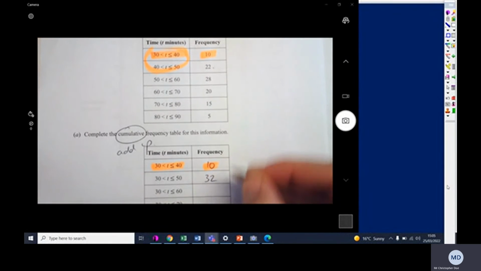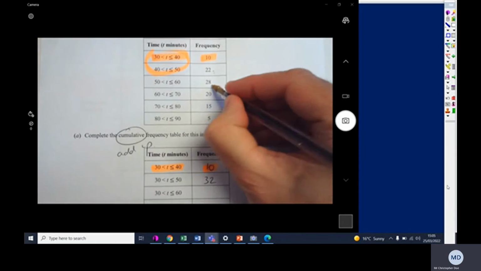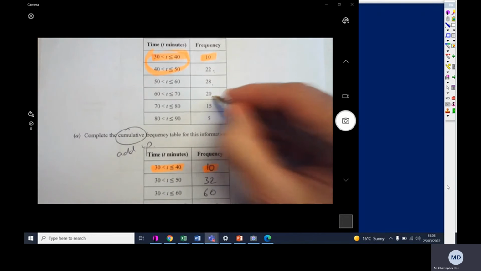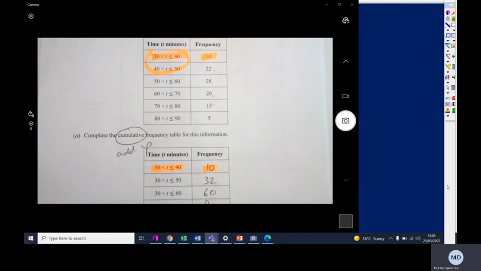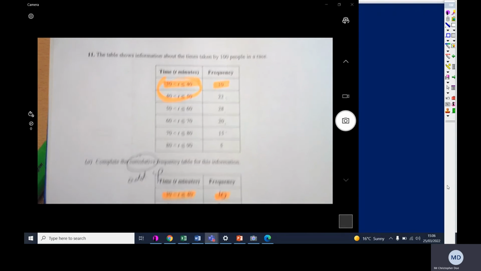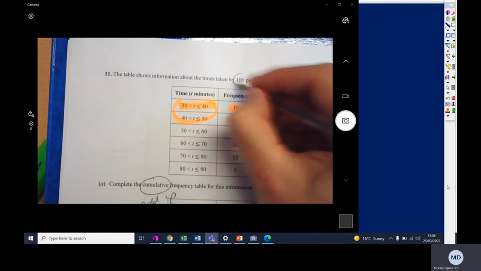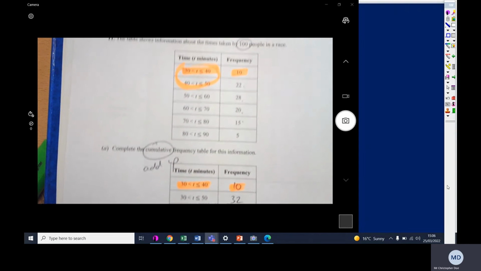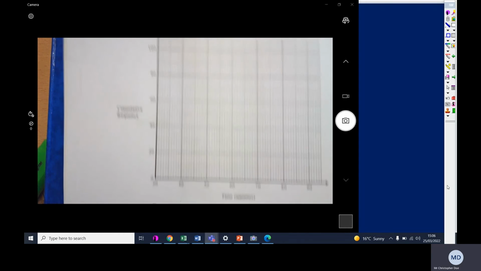We're adding on this 22, so it's 32. So I added on the 22. Then I'm adding on the 28 to make it 60. Then I'm adding on the 20 to make it 80. Then I'm adding on the 15 to make it 95. Then add on the 5 to make 100. And my final number at the end, 100, should be all the people, which it is. So we're going to draw this as a graph now.